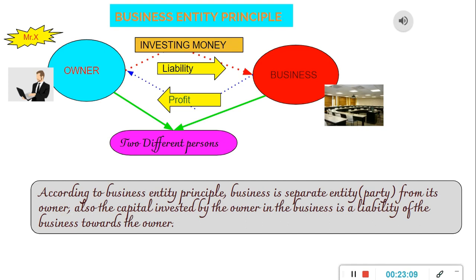Also, the capital invested by the owner in the business is a liability of the business towards the owner. So, it is the liability. Whatever amount the owner is investing for his business is a liability of the business towards the owner. So, what is the new word we got? Liability. In the next slide, we will see what is liability. Clear? What do you mean by liability? Liability is an advantage? No, it's a tension, right? It's a burden. So let's see what is liability, and we will explain in detail.